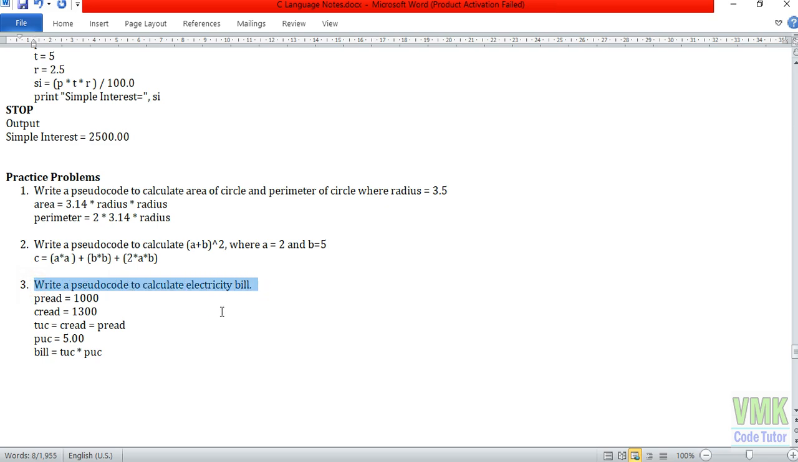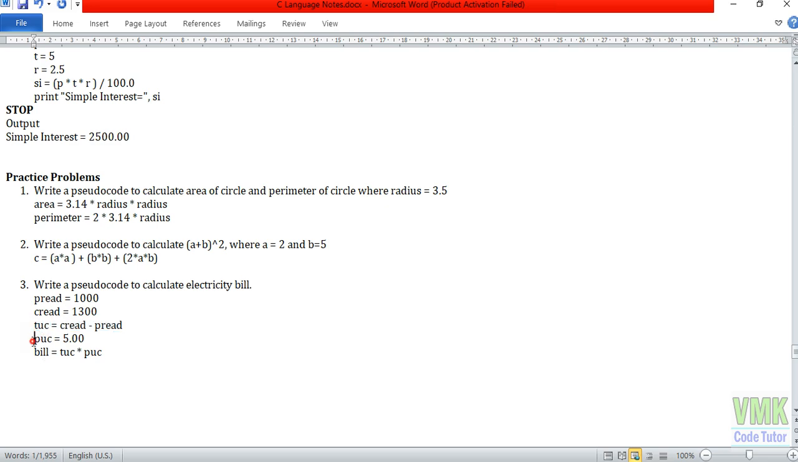Electricity bill you have to calculate. How do you calculate it? Let's say the previous month's electricity meter reading was 1000 units. Assume 1000 units. Then the current reading, the present month's reading, is 1300 units. Therefore, how many total units were consumed? Current reading 1300 minus previous reading 1000 is nothing but 300. You will get the total units consumed.